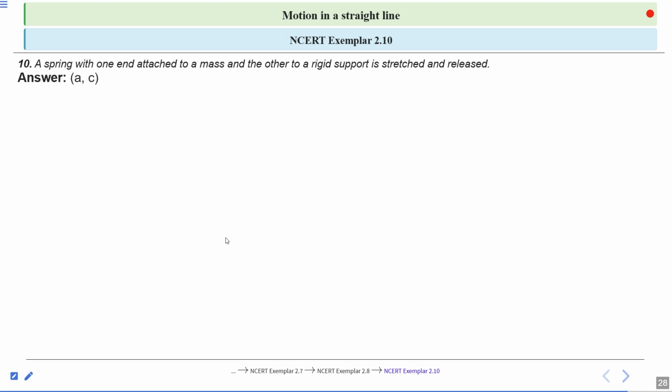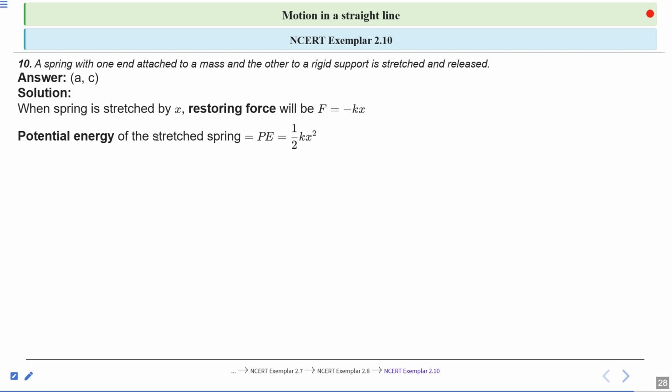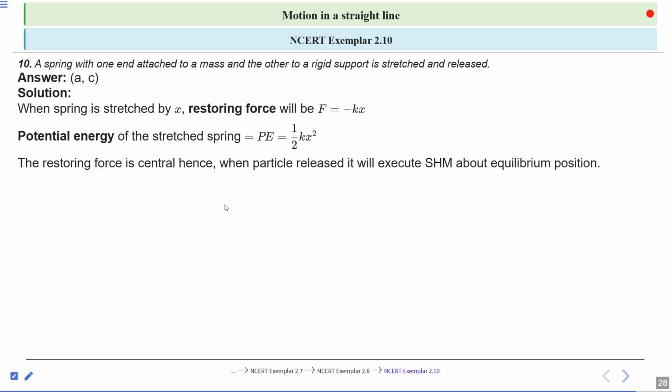So the correct option is A and C. Solution: when the spring is stretched by x, the restoring force will be F equal to minus kx. You know Hooke's law, F equal to minus kx. And potential energy of the stretched spring is half kx squared. The restoring force is central. Hence, when the particle is released, it will execute simple harmonic motion about the equilibrium position.